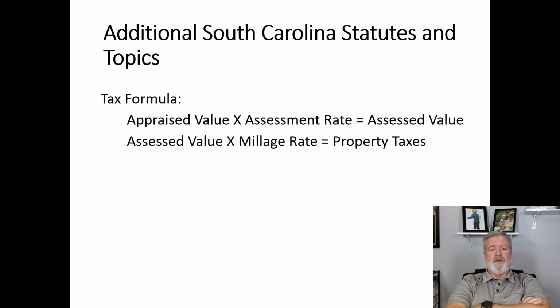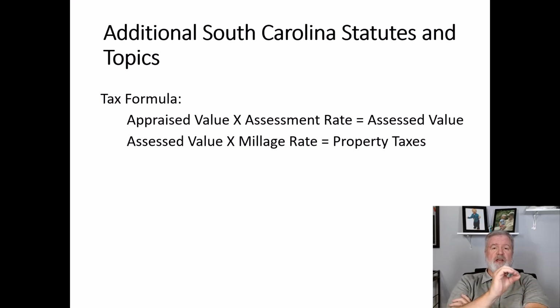The first part of it, the appraised value, or sometimes they may call it market value, times the assessment rate. At least in South Carolina, we know that's either 4% or 6%, right? So depending on what type of property they say, if they say it's owner-occupied property in the question, then we know the assessment rate is going to be 4%. If it says it's an investment property or rental property or any property that's not occupied by the owner, then we know that the assessment rate is going to be 6%.